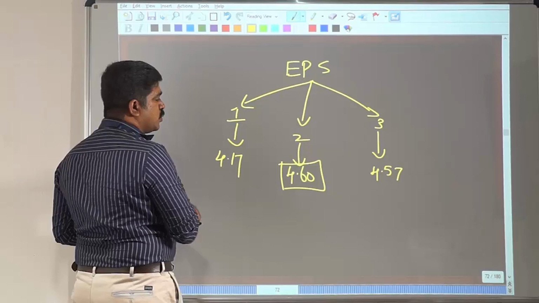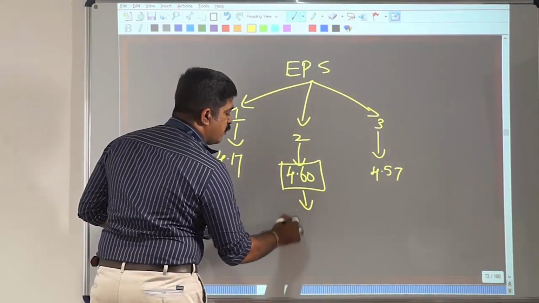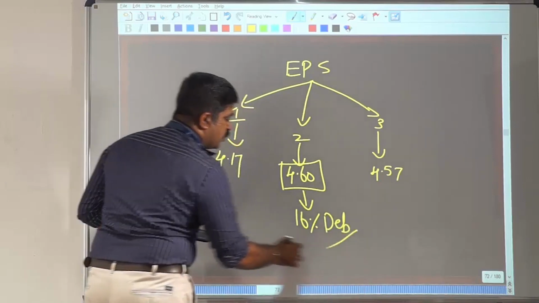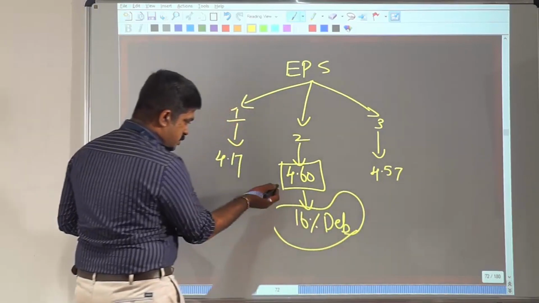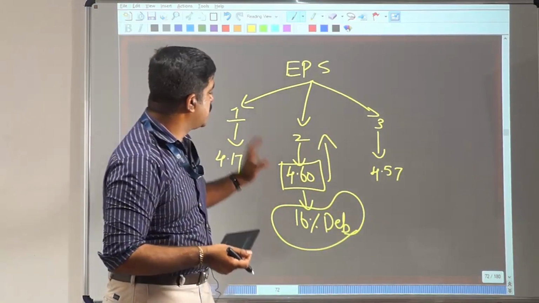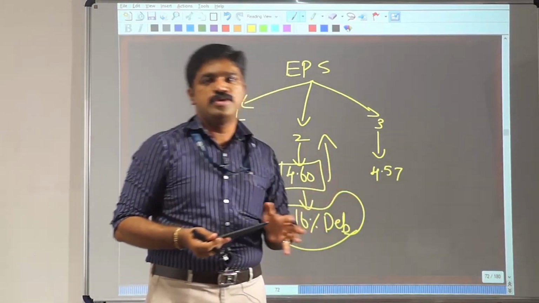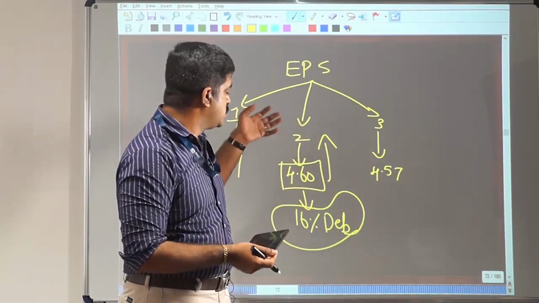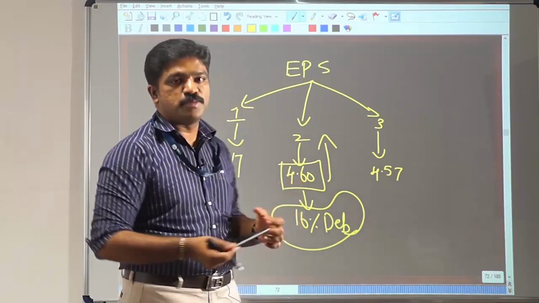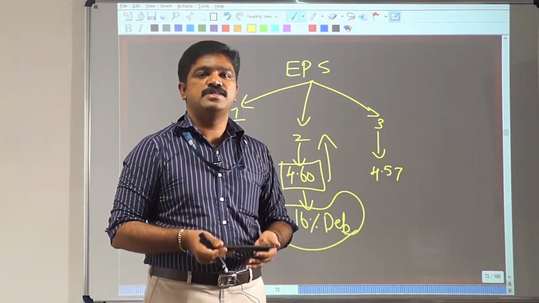What is this combination 2? Combination 2 is going for 16% debenture. Because when you go for 16% debenture, the EPS is at its highest. So you can conclude that this company should go for plan 2, that is they should raise 16% debenture for 50 lakh for financing the project, so that EPS is at its maximum.